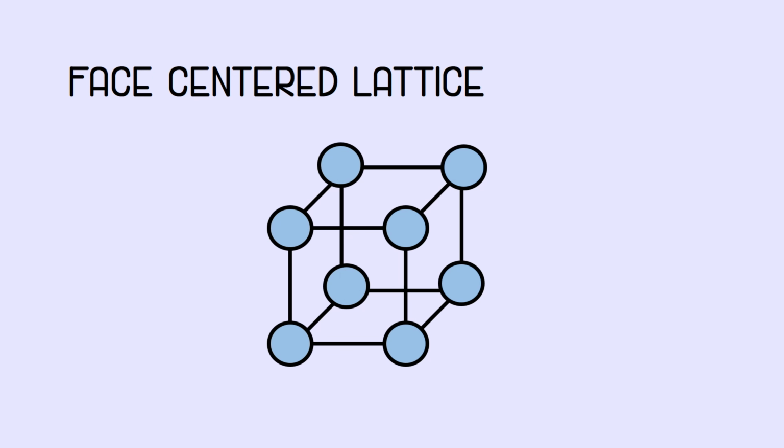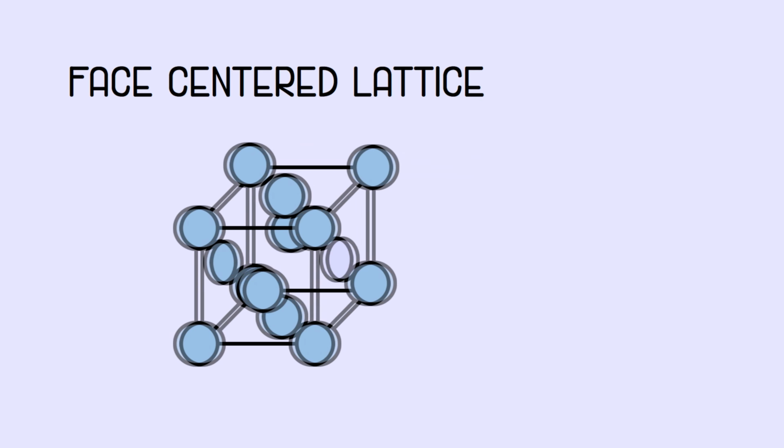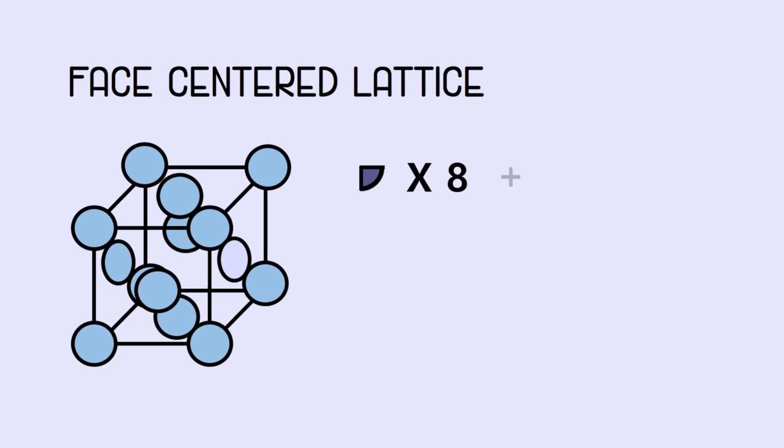The third is the face-centered cubic lattice. In a simple cubic lattice, each of the 6 sides is partially filled with atoms. There is 1/8th of an atom at each vertex, along with half of an atom on each of the 6 sides. So there are 4 atoms in total.